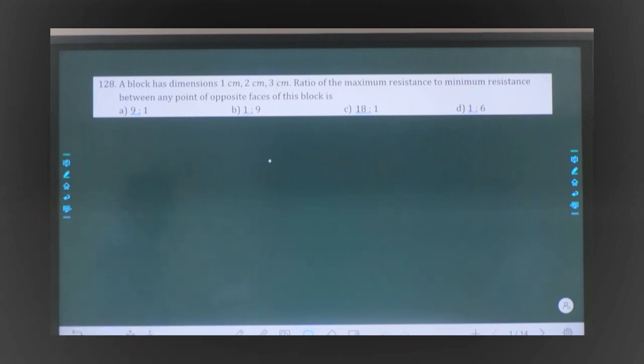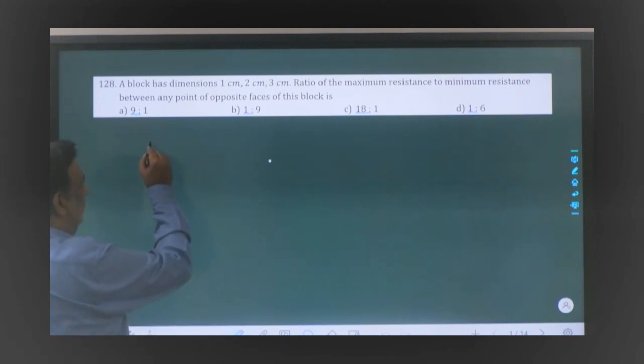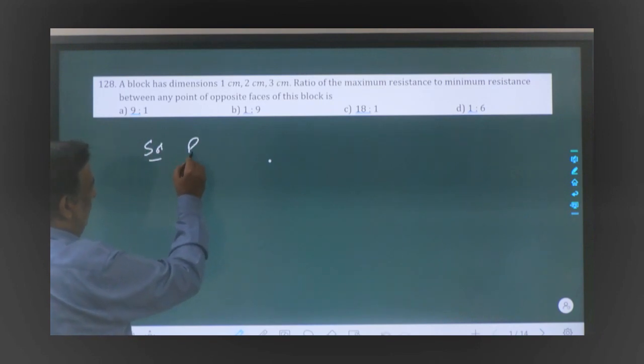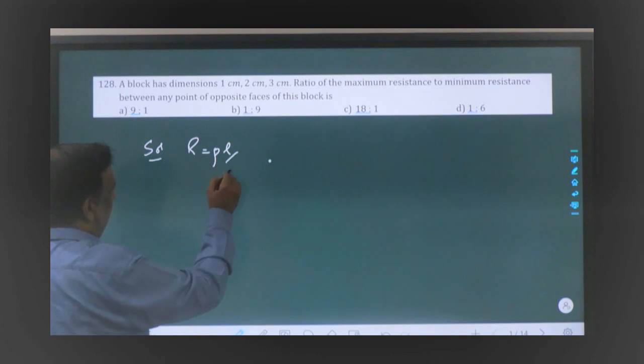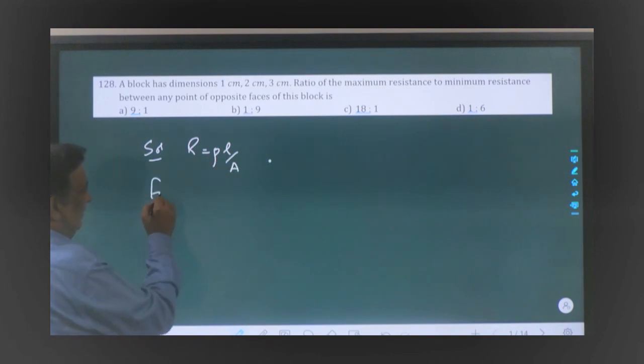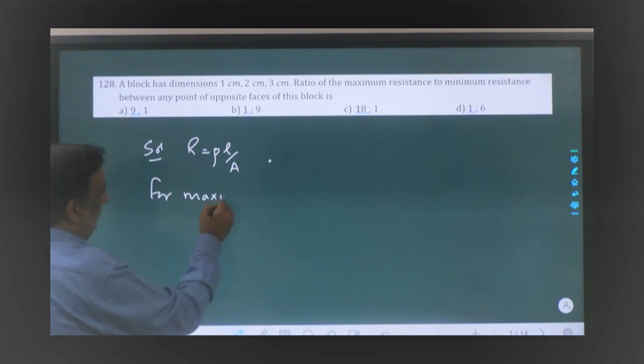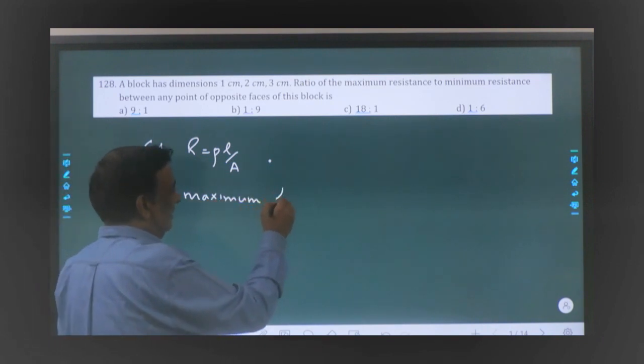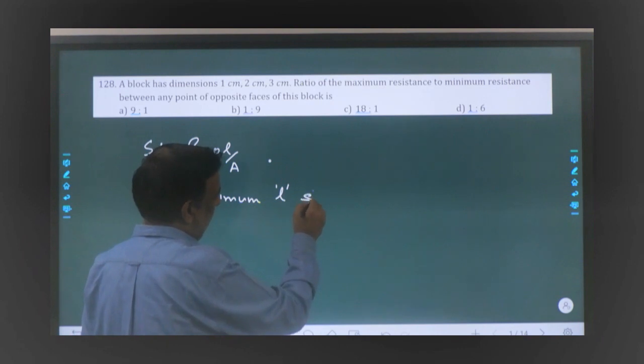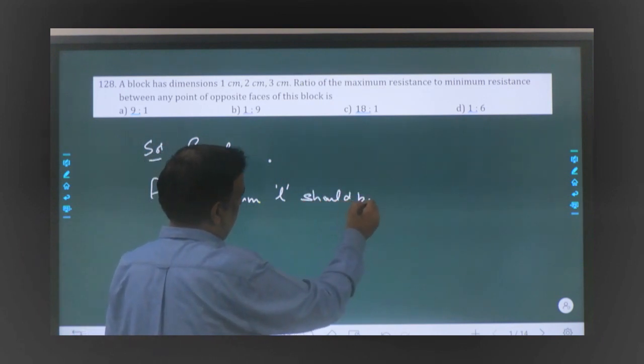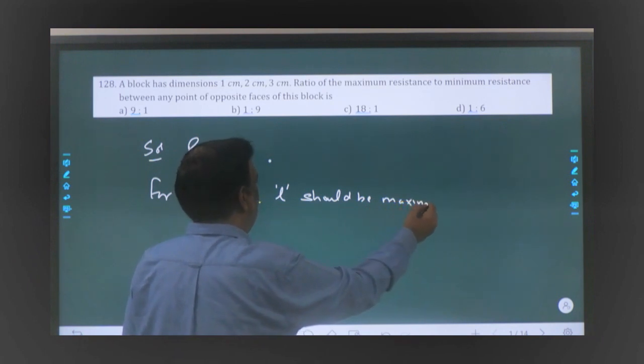This is question number 128. A block has dimensions of 1 centimeter cross 2 centimeter cross 3 centimeter. Find the ratio of maximum resistance to minimum resistance. Now, the resistance is given by R = rho L by A. For maximum resistance, L should be maximum and A should be minimum. The longest side should be the length.